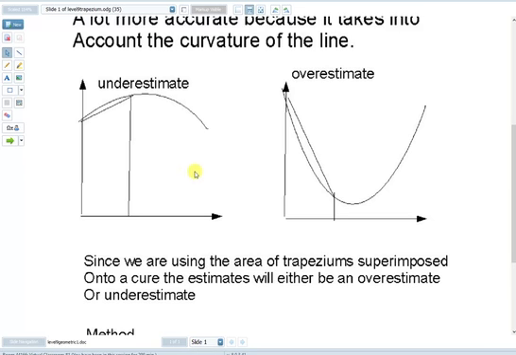So again, that's quite a common question in an exam. If we use the trapezium rule, will it be an overestimate or an underestimate? If you just have a look at those two graphs, you can quite clearly see which is the underestimate and which is the overestimate of the area.